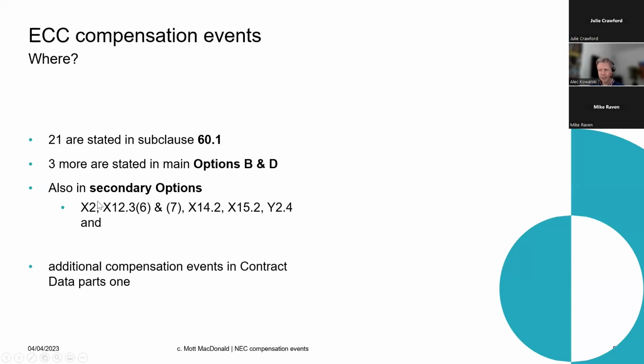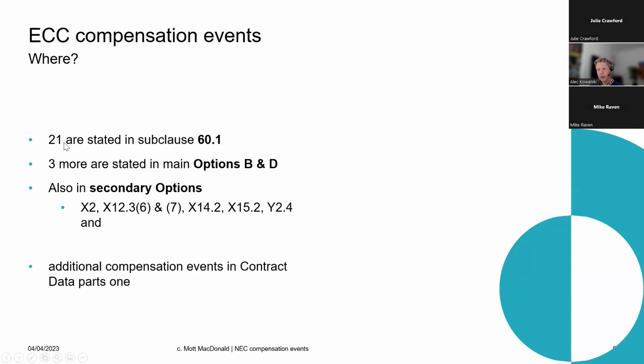So if we think about X2, that was a change in the law. If a change in the law happens in accordance with this clause, that will trigger a compensation event. And there are various others. I don't intend to go through these, but they demonstrate there are various others in the secondary options. So it's another place you can look for compensation event triggers. And additional compensation events can be listed out in contract data part 1.